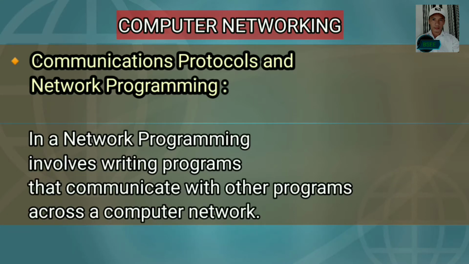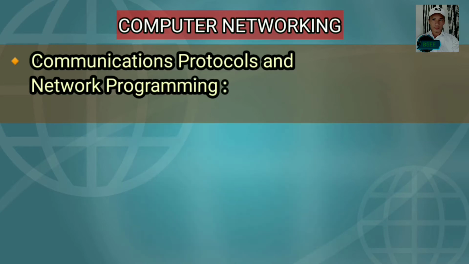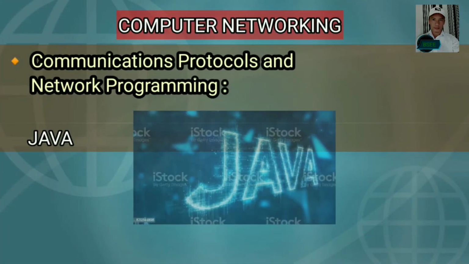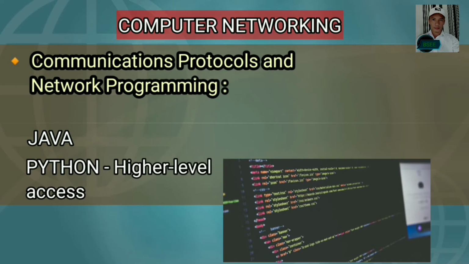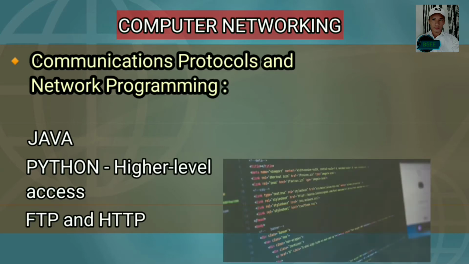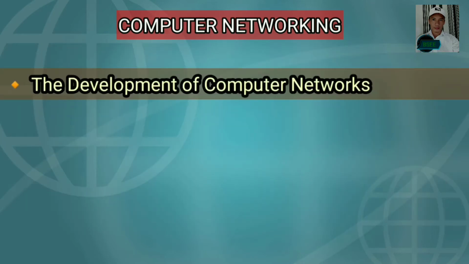Network programming involves writing programs that communicate with other programs across a computer network. When it comes to network programming, there are a lot of concerns that don't show up in other types of programming, such as creating applications for single programs. Java, on the other hand, makes networking applications straightforward because of its user-friendly libraries. Python also includes libraries that allow higher-level access to application-level network protocols like FTP and HTTP, among others. Next, the development of computer networks.